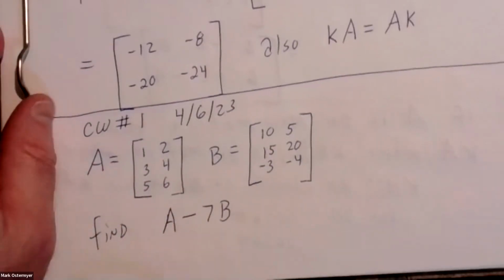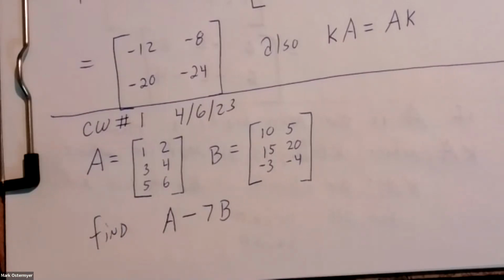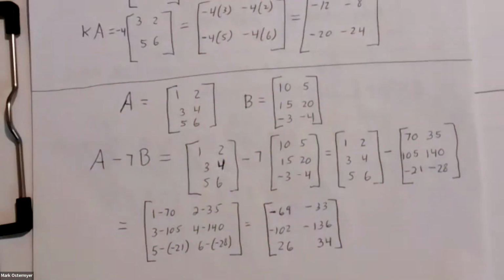All right, so all I gotta do is multiply matrix B by 7 and subtract that off from matrix A, and this is what you would get here. Did anybody get that for a result? Yeah. All right.